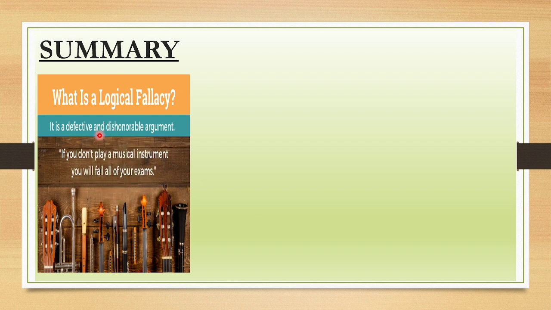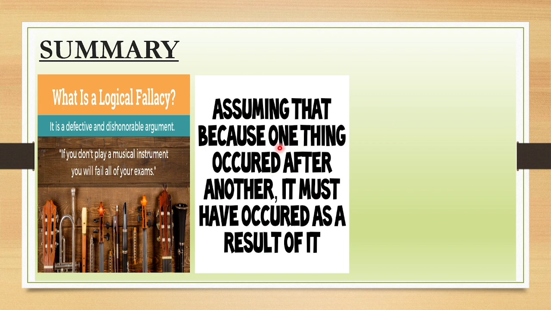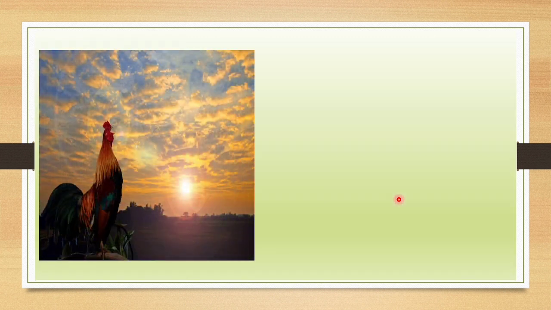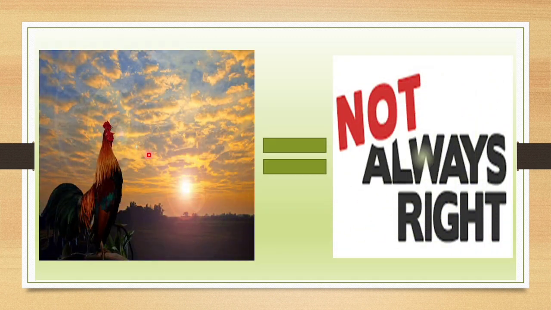So what is logical fallacy? It is a defective and dishonorable argument, assuming that because one thing occurred after another, it must have occurred as a result of it. So this is the post hoc fallacy. For example, I gave a patient with a headache a massage and now they feel better. So the therapist will be concluding that therefore my massages help headache. So this may or may not always be correct in all patients. It may be correct in patient X, but it may not be correct in patient Y. So in conclusion, I'm saying that this is not always right.